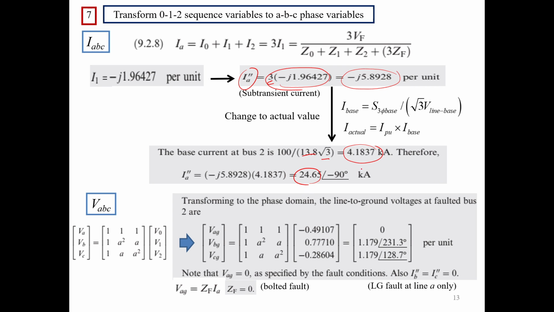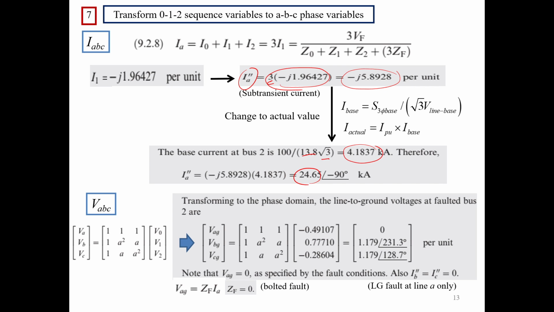Remember that the base current is in real quantity. Make sure that you never have the base current in complex form. This is dangerous. Now you have the fault current.